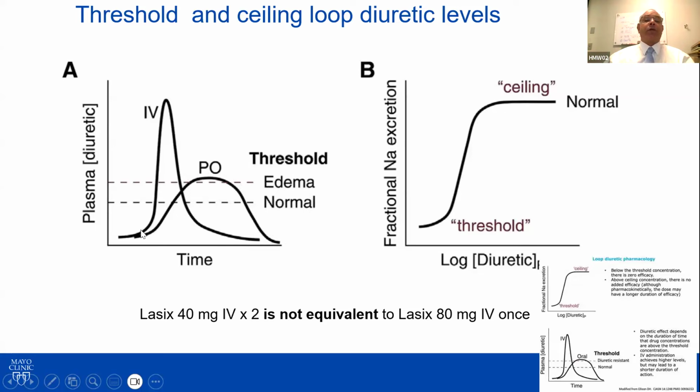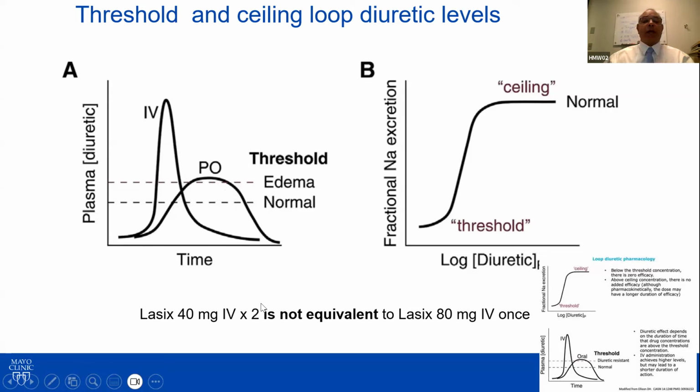With IV, you achieve the threshold very easily, and it stays above the threshold for just a short period of time. So you get enough diuresis early on, but down the road, it's not effective. While with the PO formulation, it slowly progresses, achieves the threshold, and slowly goes out below the threshold. So you get a longer duration of action, but not as effective.